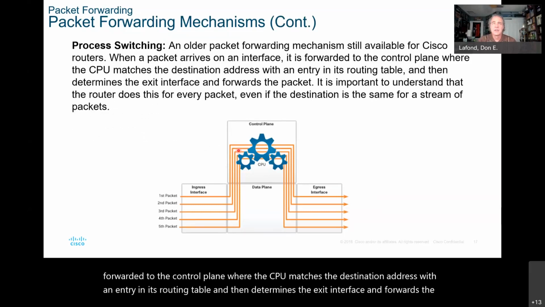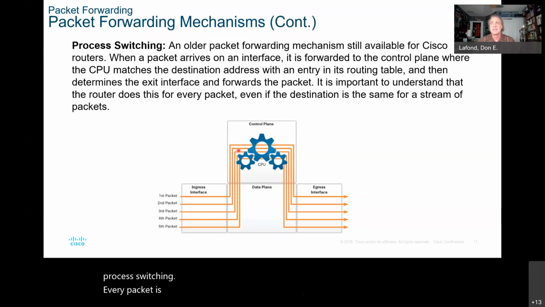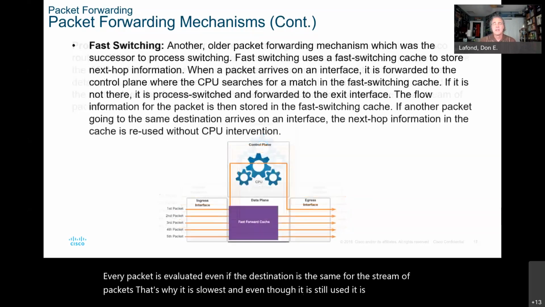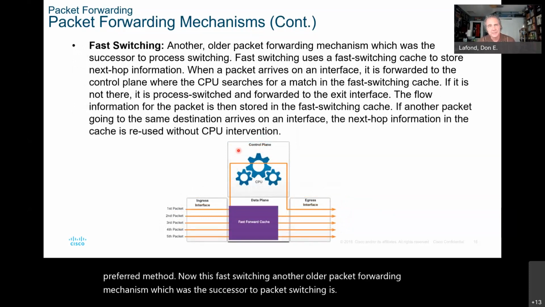It is important to understand that the router does this for every packet. In process switching, every packet is evaluated, even if the destination is the same for the stream of packets. That's why it is slowest, and even though it is still used, it is not the preferred method. Now, there's fast switching, another older packet forwarding mechanism, which was the successor to process switching.